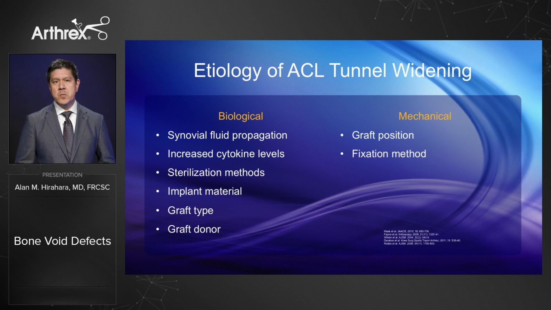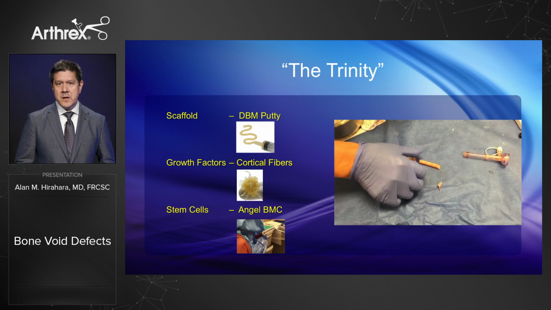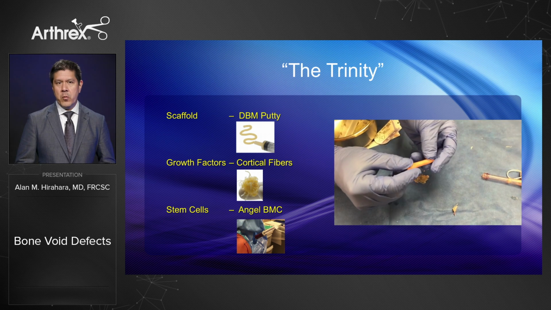But in looking at this, one of the biggest problems was the synovial fluid propagation up into the actual nooks and crannies of the actual graft to prevent integration of the graft into the bone. This might allow for the widening of the tunnels and the potential consequences that come. It delays incorporation of the soft tissue graft into the bone, decreases graft stability, and it's going to cause difficulty with these revision surgeries. So that's where this has been very important.